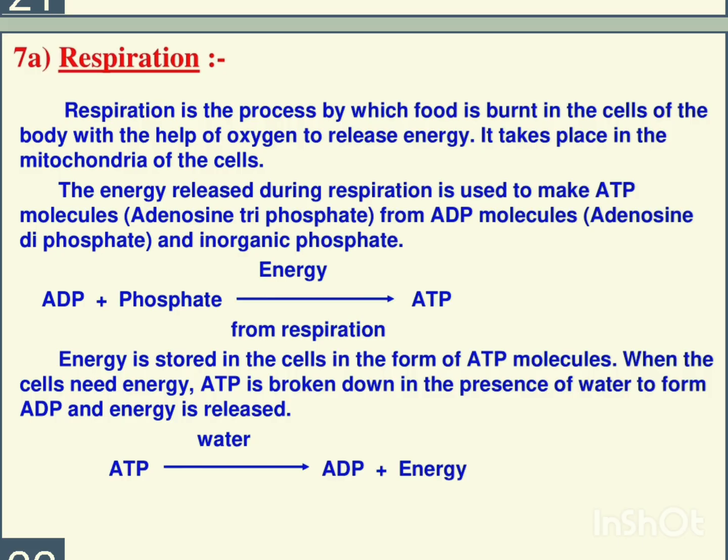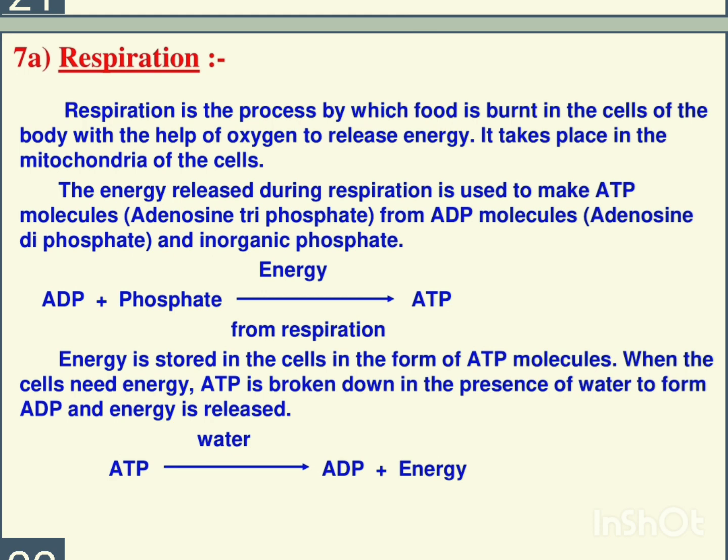The energy released during respiration is used to make ATP molecules. ATP is adenosine triphosphate, and ADP is adenosine diphosphate and inorganic phosphate. You can see here ADP plus phosphate gives rise to ATP with the energy from respiration.